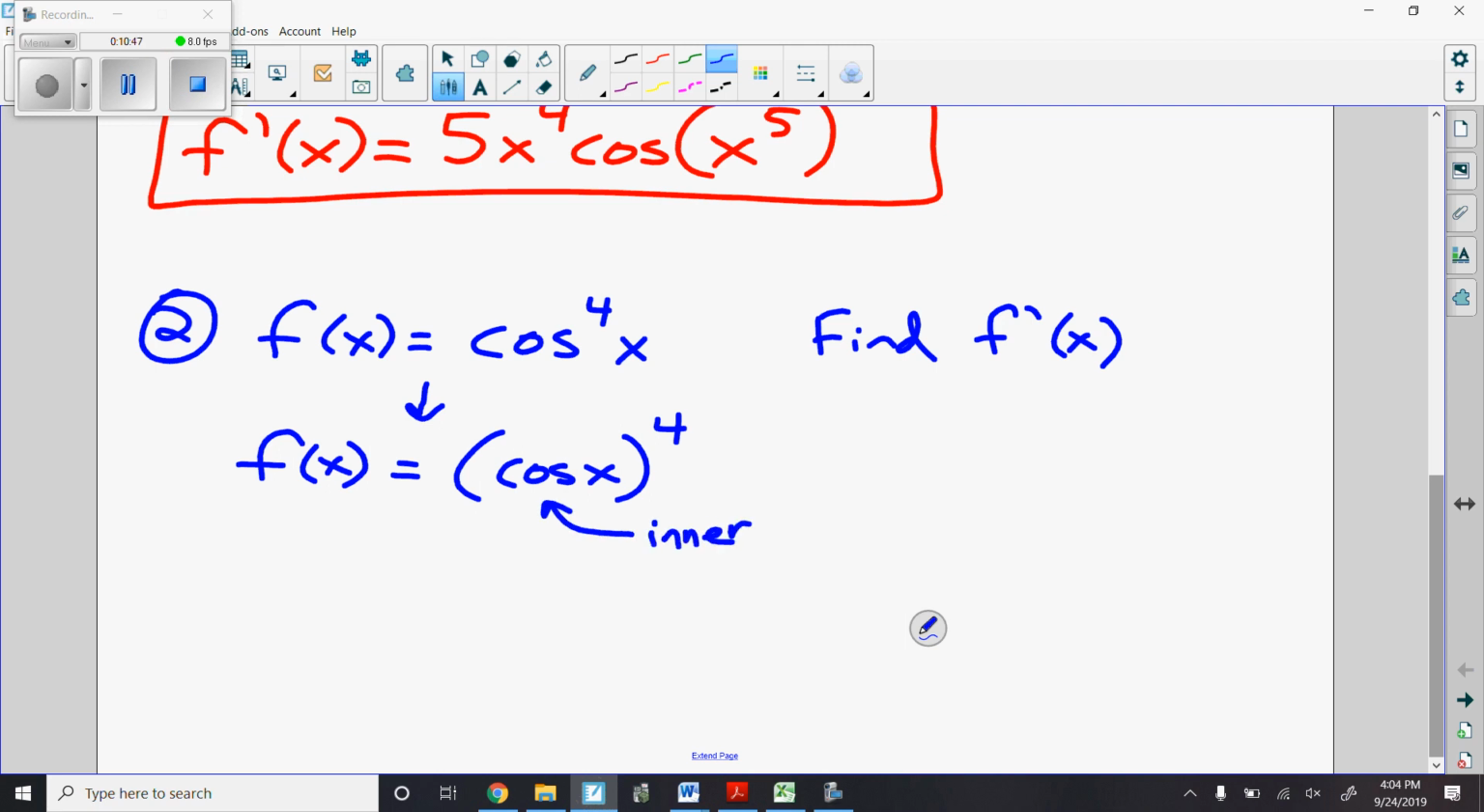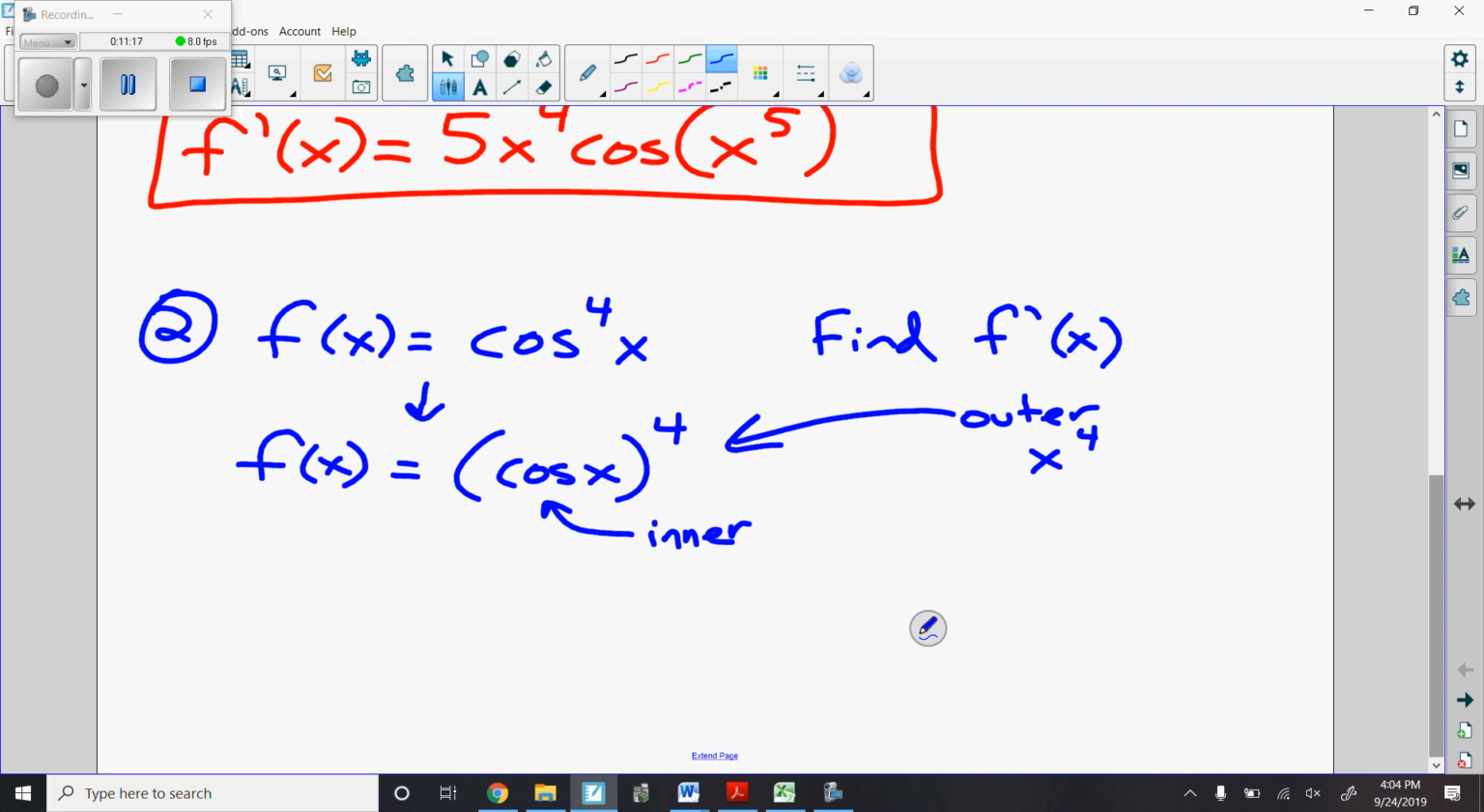Cosine of x is our inner function. Our outer function is like x to the fourth. But instead of it being x to the fourth, it's cosine x to the fourth. Okay? So my inner function is cosine x. My outer function is like x to the fourth. So if you think about it, we have to start with the derivative of the outer function. The chain rule starts f prime of g of x.